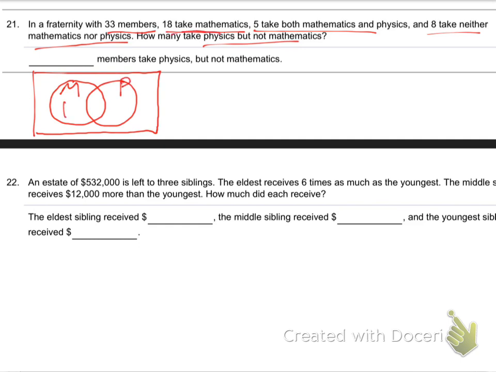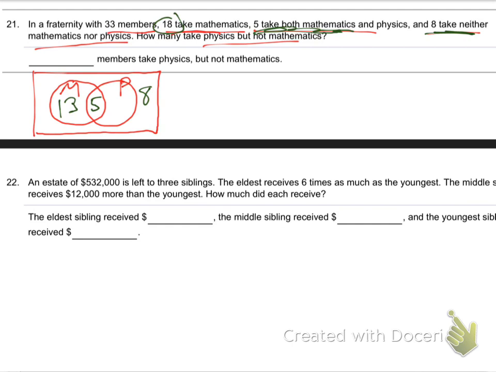18 take math. Now, can I just put the 18 there? No, because however many are here and here together must make 18. I don't know either one yet. So what can I do? It says that 5 take both math and physics, so 5 go in the middle. Now I can go back to, okay, 18 total in the math circle. Must be 13 there. See how that 13 and 5 makes 18 total in the math, 5 doing both. 8 take neither math nor physics. They're out here.